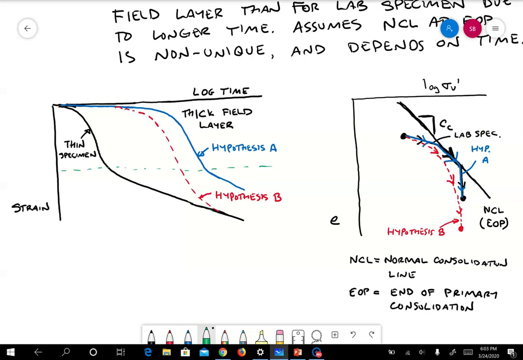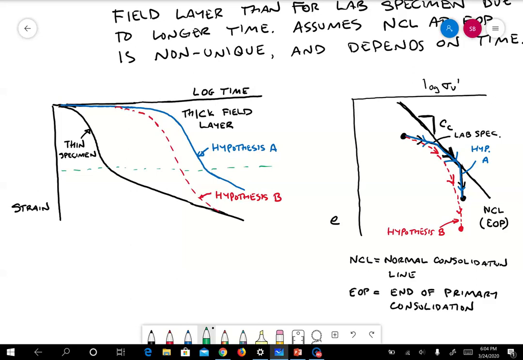So that's hypothesis A. Hypothesis B is that there's going to be secondary compression happening during primary consolidation, and the void ratio is going to be reduced as a result of that. So we're following this red line now instead of the blue line. And when we get out to a really long amount of time, the red line is going to merge with this thin specimen line and become the same. Now that's how hypothesis B is usually explained.